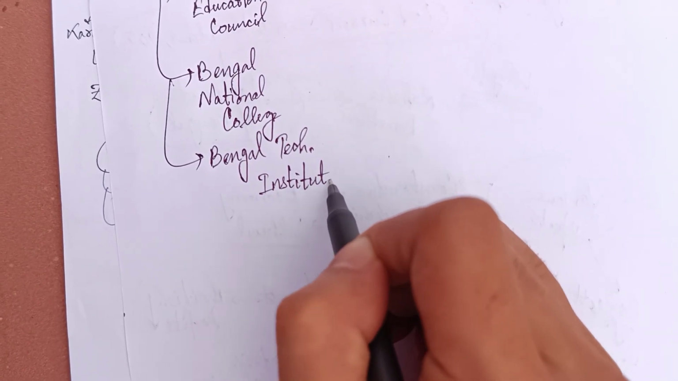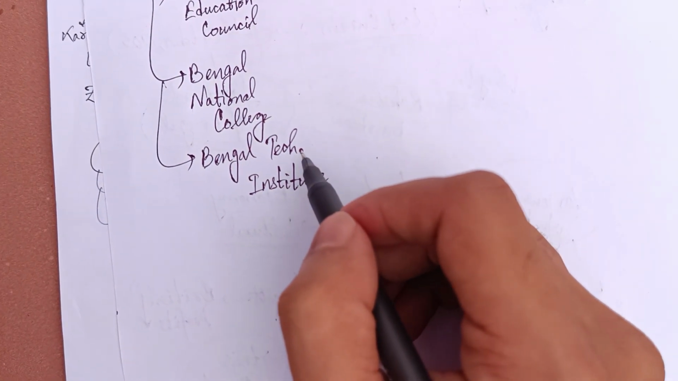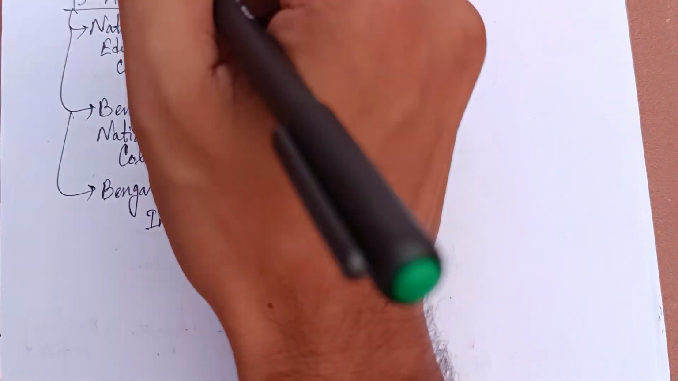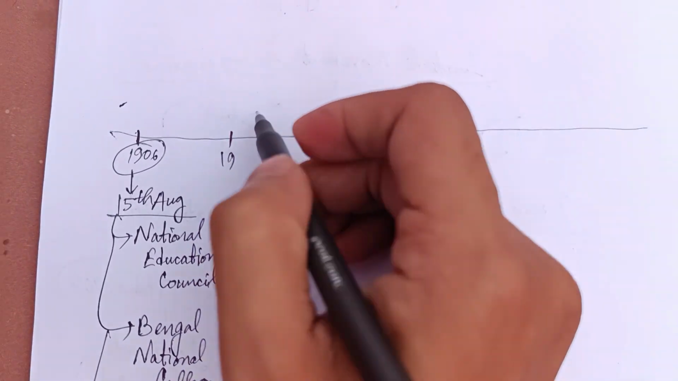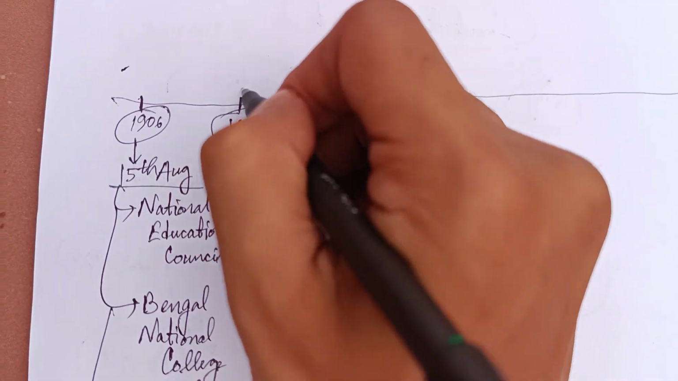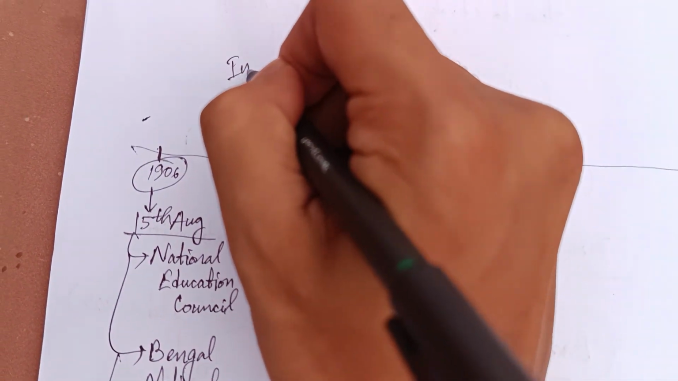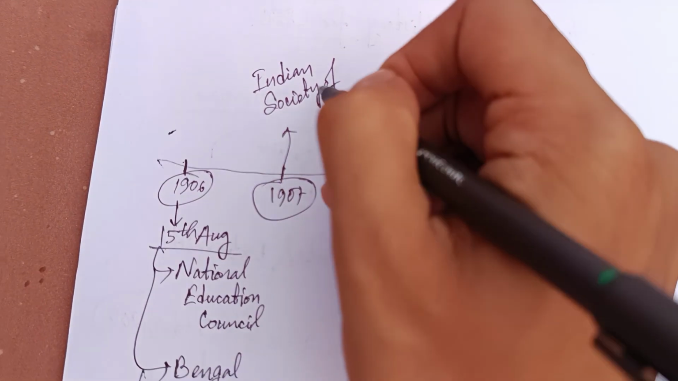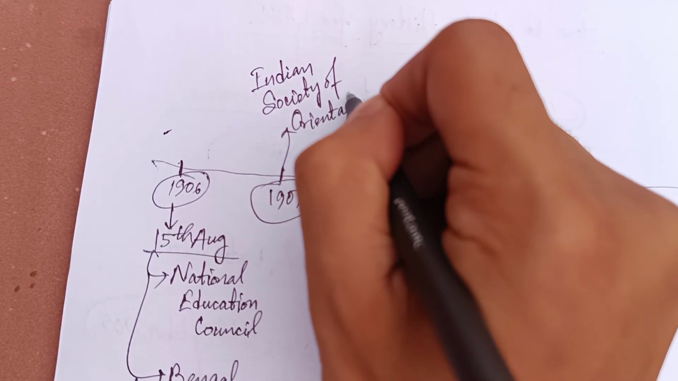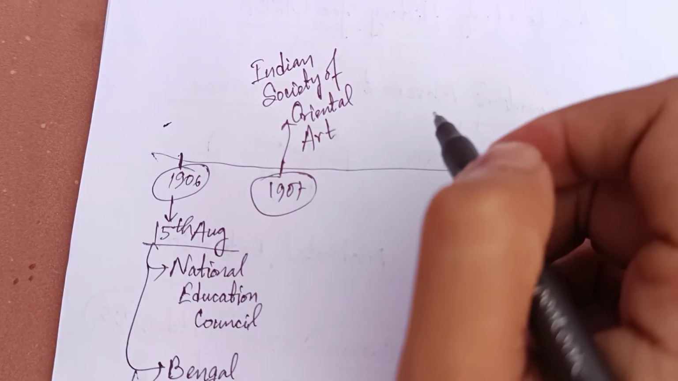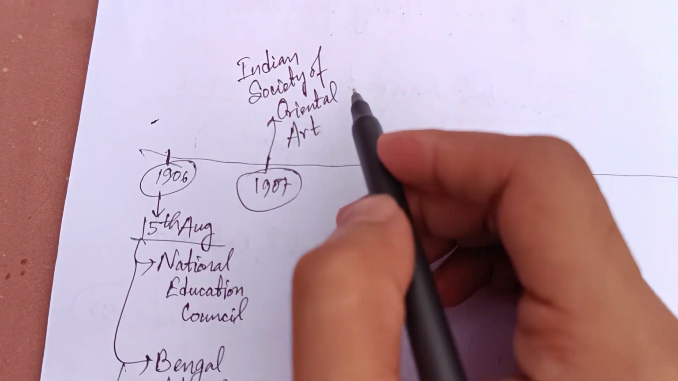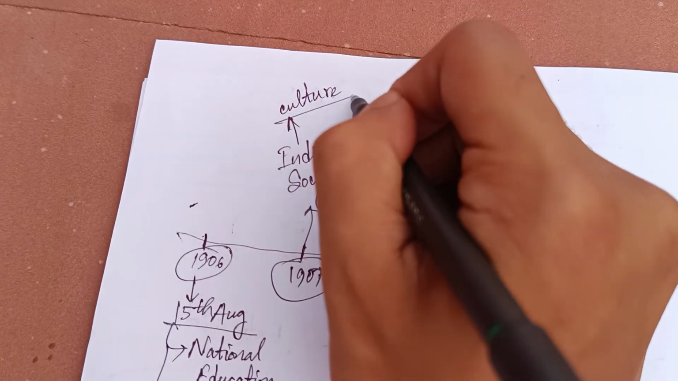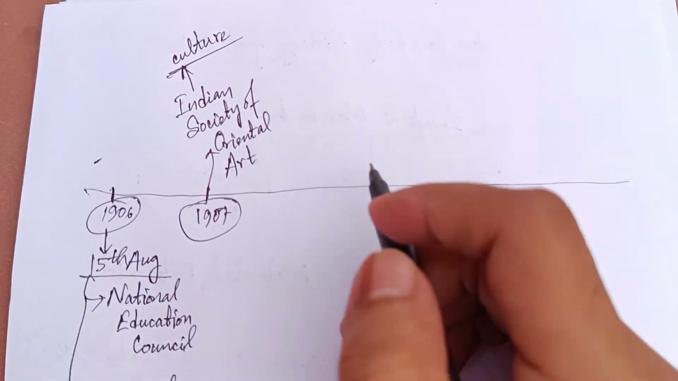This is Bengal Technological Institute. Okay, I have written technological in short. Bengal Technological Institute, which is known today as Jadavpur University. 1907. At this point of time, the Indian Society of Oriental Art was also opened. This is also an important point. Swadeshi. This is also related to cultural revivalism. Reviving the Indian culture back.